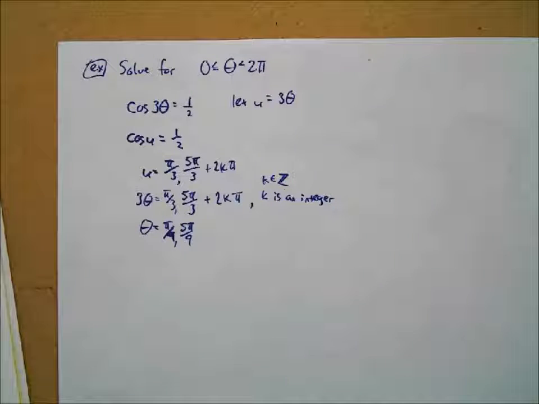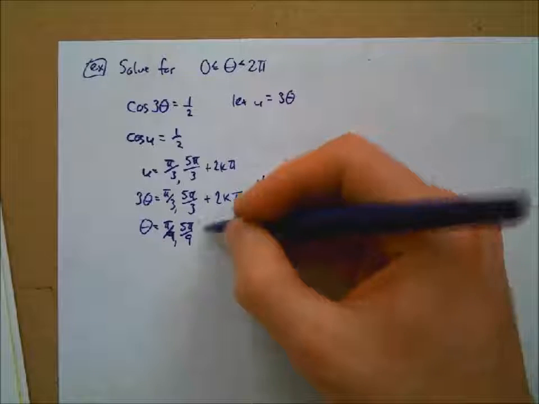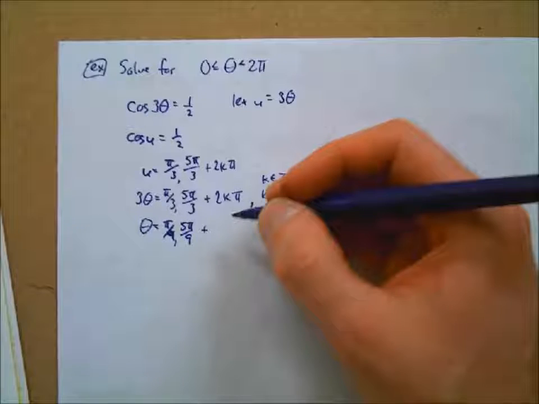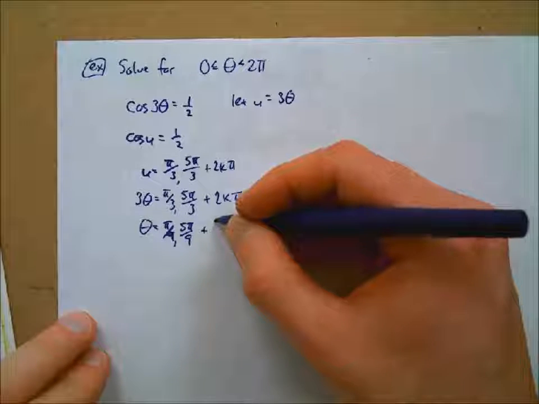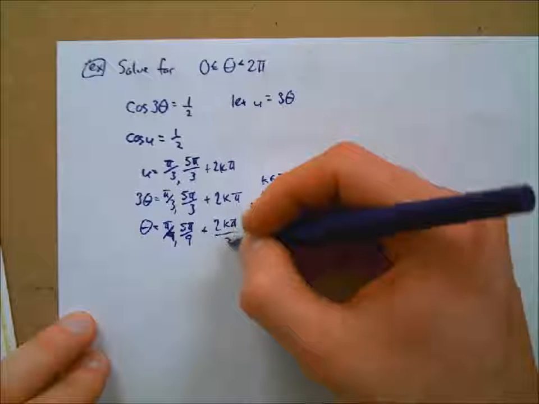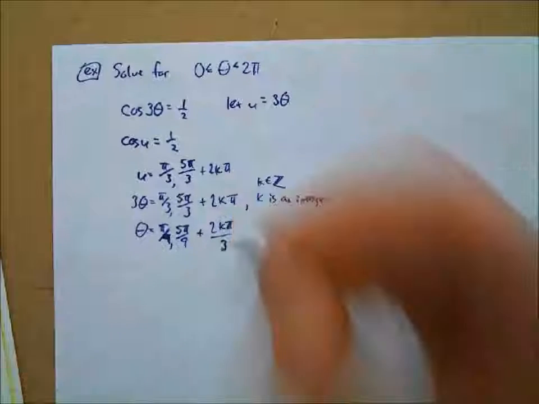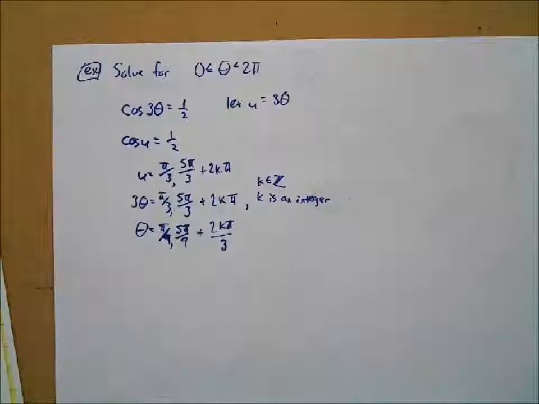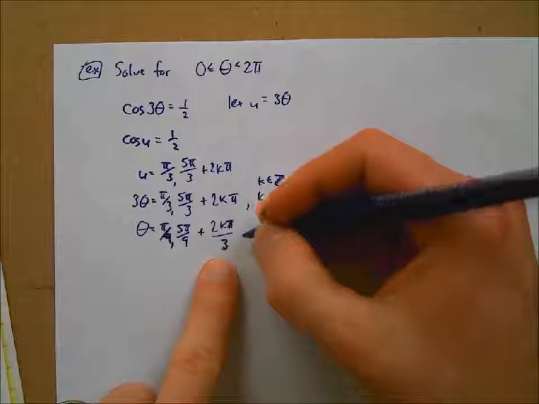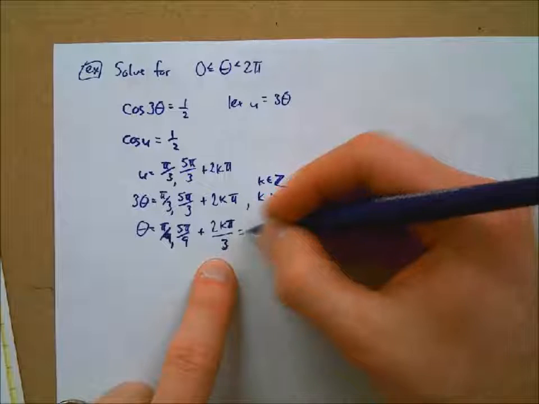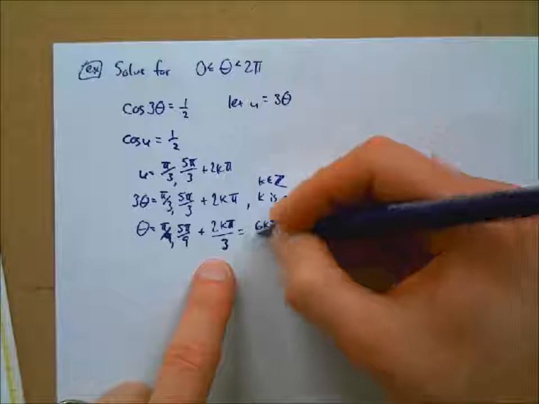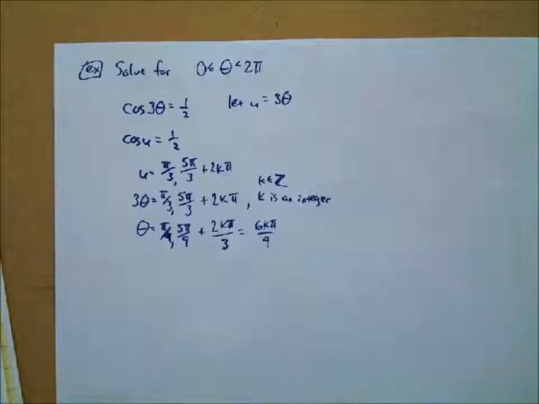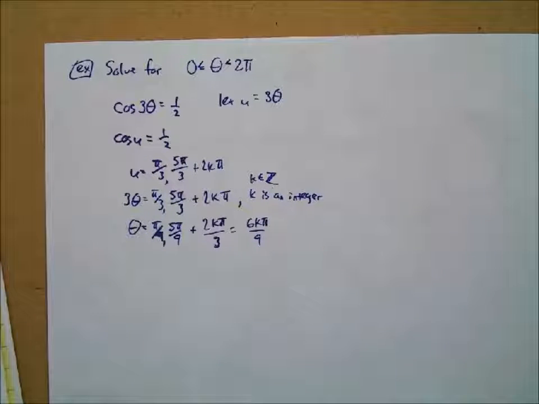But then when I divided both sides by 3, guess what else gets divided by 3? That 2k pi does. And so our problem here doesn't repeat every 2 pi, we're going to repeat every 2 pi over 3. In other words, I can add 2 pi over 3 to these angles, and they will still solve the original equation. So 2 pi over 3 is the same thing as 6 pi over 9, and I changed it to 9s because we're going to be adding and subtracting there.